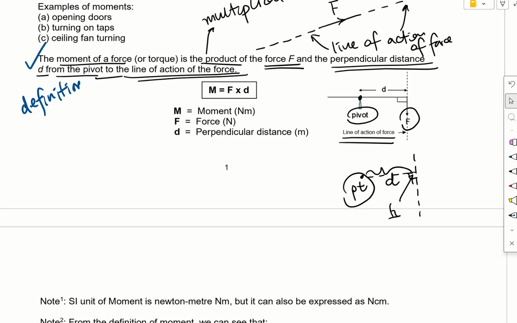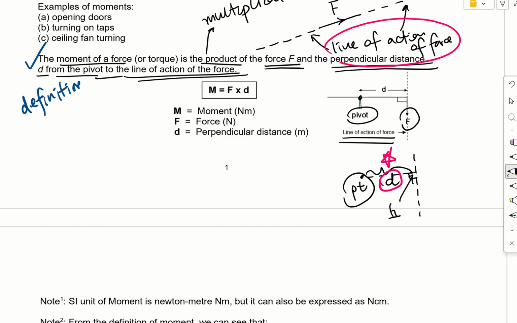In moments, the most difficult part is identifying or determining the perpendicular distance of the force to the pivot. By drawing your line of action of the force, it will help you a lot. So the formula is moment equals force times perpendicular distance. Sometimes you use F times D.